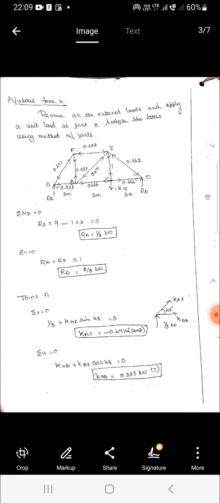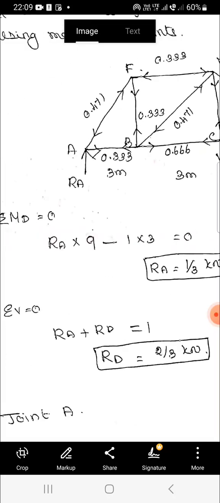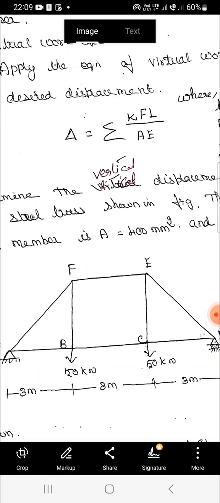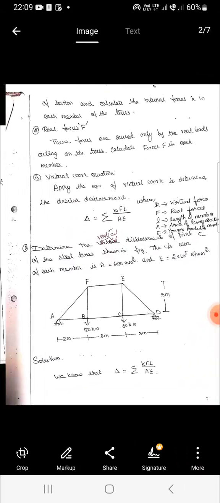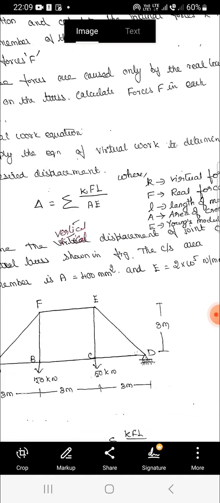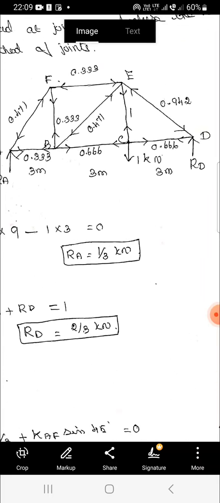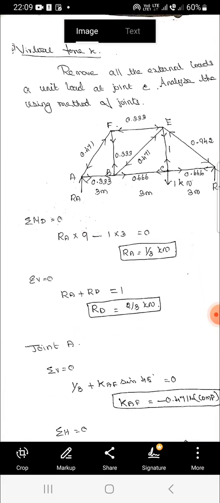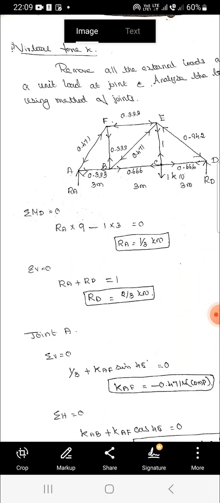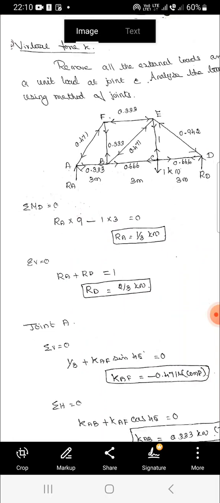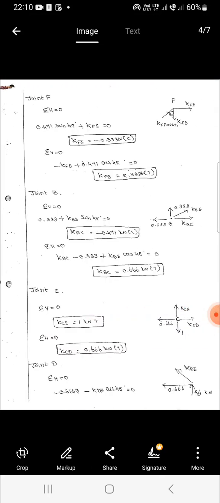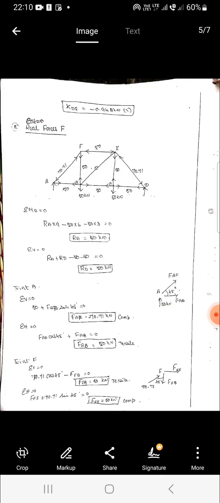First, for virtual force K, you have to remove all the real forces. See, all the real forces have been removed. Both 50 and 50 are removed. Then you have to apply a unit load. Where? For the vertical displacement of joint C, so at C you have to apply a vertical unit load of 1 kN. Using this, first find the reactions. Then as usual with method of joints, take one joint after the other and find all the forces. Similarly you have to move on until you find all the forces. Then you have to find the lengths.